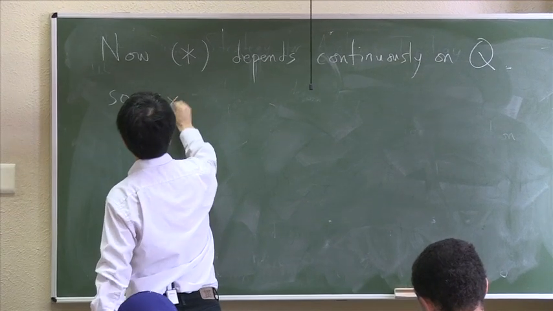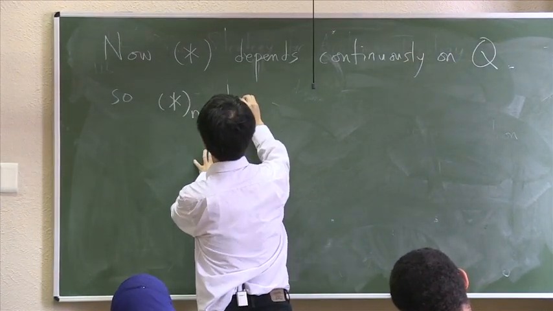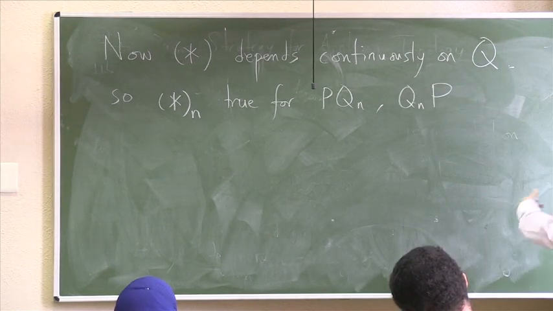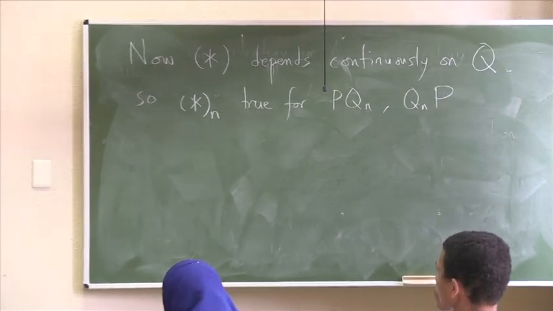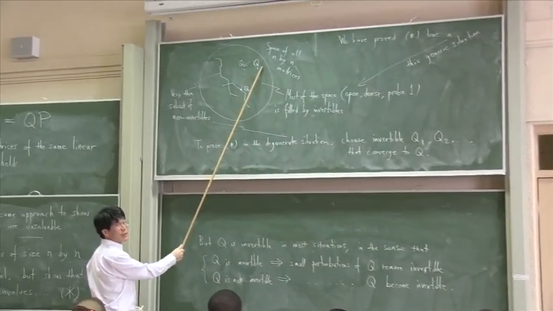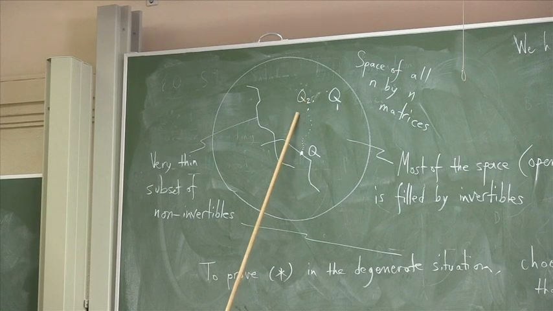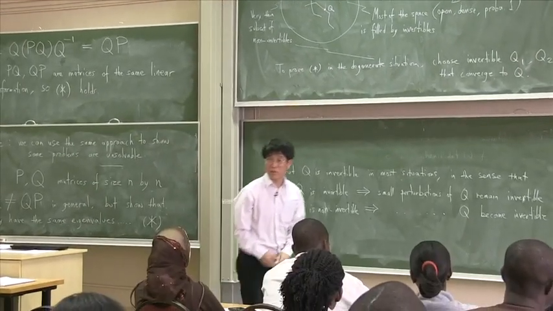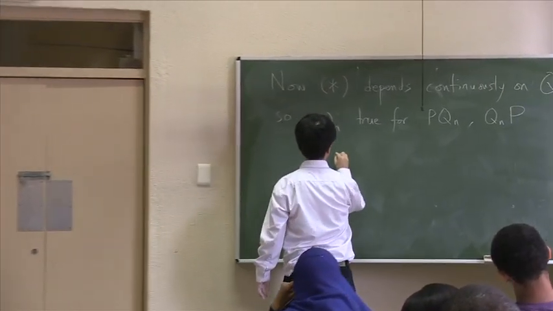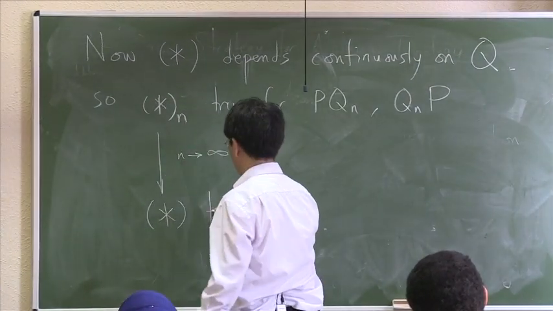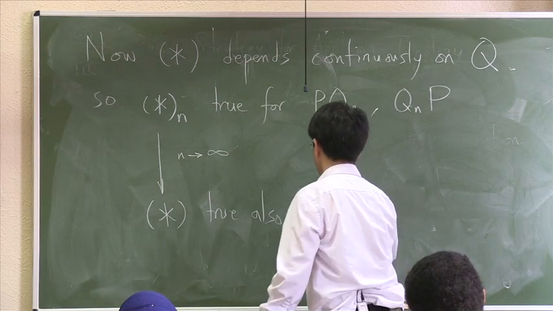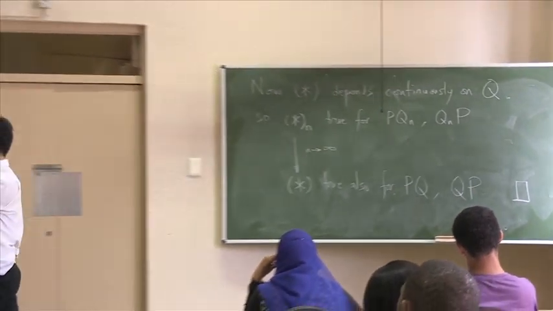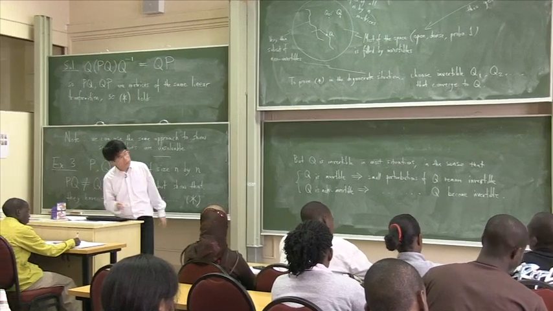So we know that star of n, so to speak, is true for PQn and QnP, in this approximation. So for each of these approximating matrices here, in this safe region, we have the statement. And the statement is true here, and here, and here, and so on. When it converges, it's true here, because it's a continuous statement. As you take the limit, this is true. And that's really QED, the end of the proof. I hope that you enjoy this kind of argument.